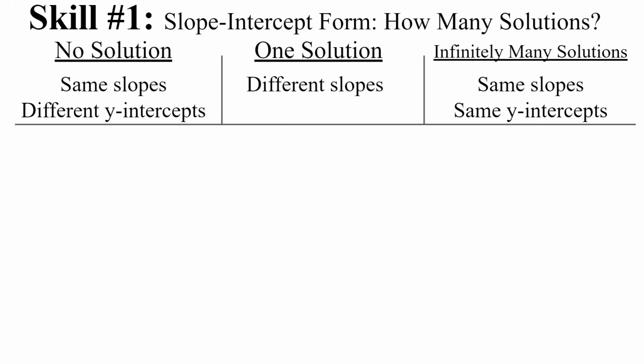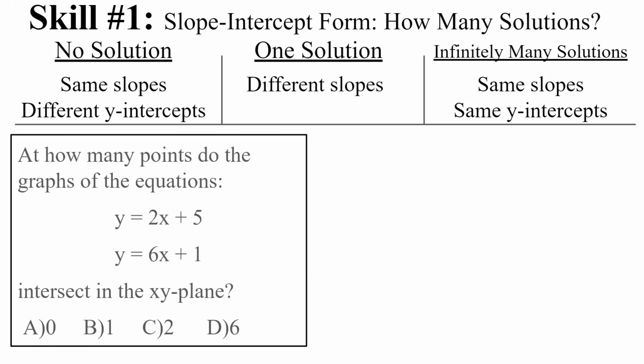Okay, let's actually do some SAT style questions now. For this one, right away, we know the answer has to be 0, 1, or infinitely many. So 2 and 6 just can't work. We got kind of lucky with this one. Right away, we know those are wrong.